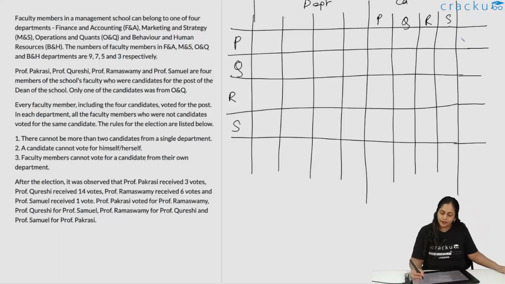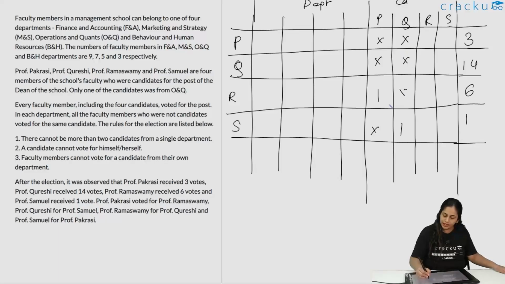Now it is told that P has received 3 votes. Qureshi has received 14 votes. Ramaswamy has received 6 votes, and Samuel has received 1 vote. Of this, we are told that Pakrasi voted for Ramaswamy. So this is 1 vote from here, and everything else can be eliminated. Then you have Qureshi voted for Samuel. So there is 1 vote over here, and everything else is going to be crossed out.